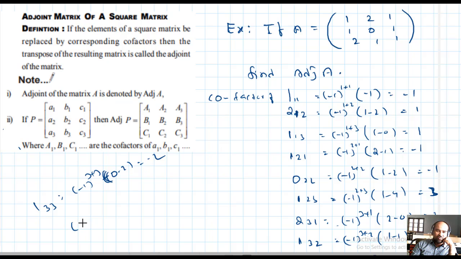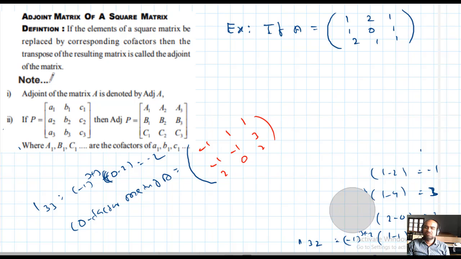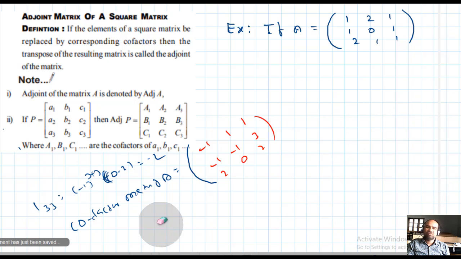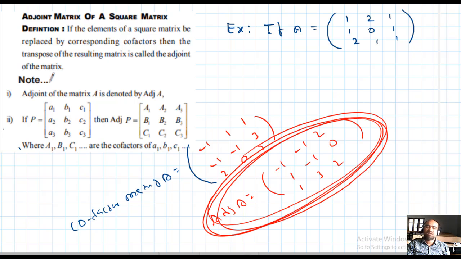Now the cofactor matrix of A: minus 1, 1, 1; minus 1, minus 1, 3; 2, 0, minus 2. This is the cofactor matrix, but what I want is the adjoint matrix. The definition says it is the transpose, so adjoint A equals the transpose: minus 1, minus 1, 2; 1, minus 1, 0; 1, 3, minus 2. This is said to be the adjoint matrix of A.